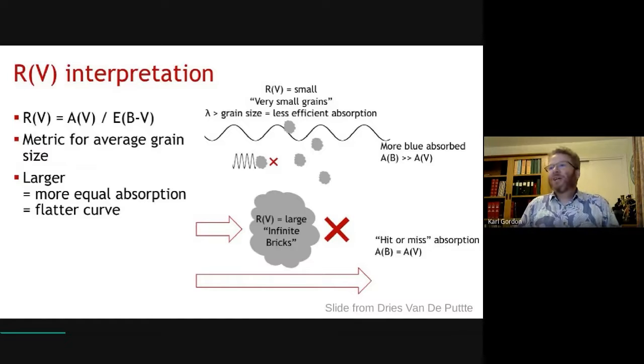But then if you had very large grains, i.e. RV is large, now it's a brick, right? So it extinguishes equally at B and V. So now you might imagine your E(B-V) is very small. And so when you divide by it, your RV goes very large. And so that's why we have this idea that really small RV means smaller grains on average, and large RV is larger grains on average. And we're going to use that a lot. So I wanted to make sure I explained that hopefully well enough.